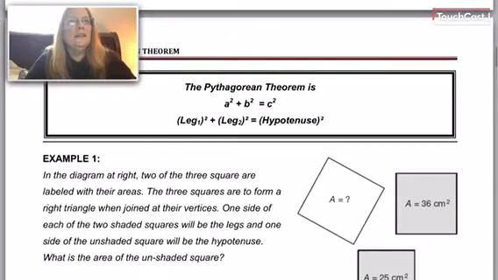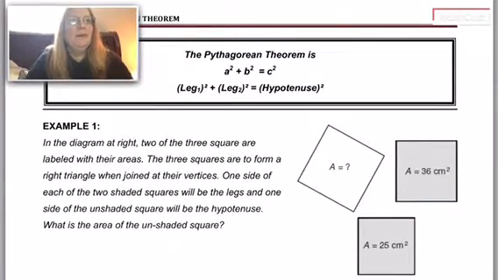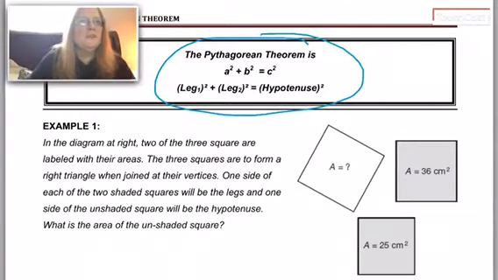Okay, first, again, they restate the Pythagorean theorem. A squared plus b squared is equal to c squared. And then we have a diagram at the right. Two of the three squares are labeled with their areas. The three squares are to form a right triangle when joined at their vertices. One side of each of the two shaded squares will be the legs. So like this would make the legs. And then the side of the unshaded square would be the hypotenuse. So in other words, here's my right triangle. And so these sides are A and B, and that side would be C.